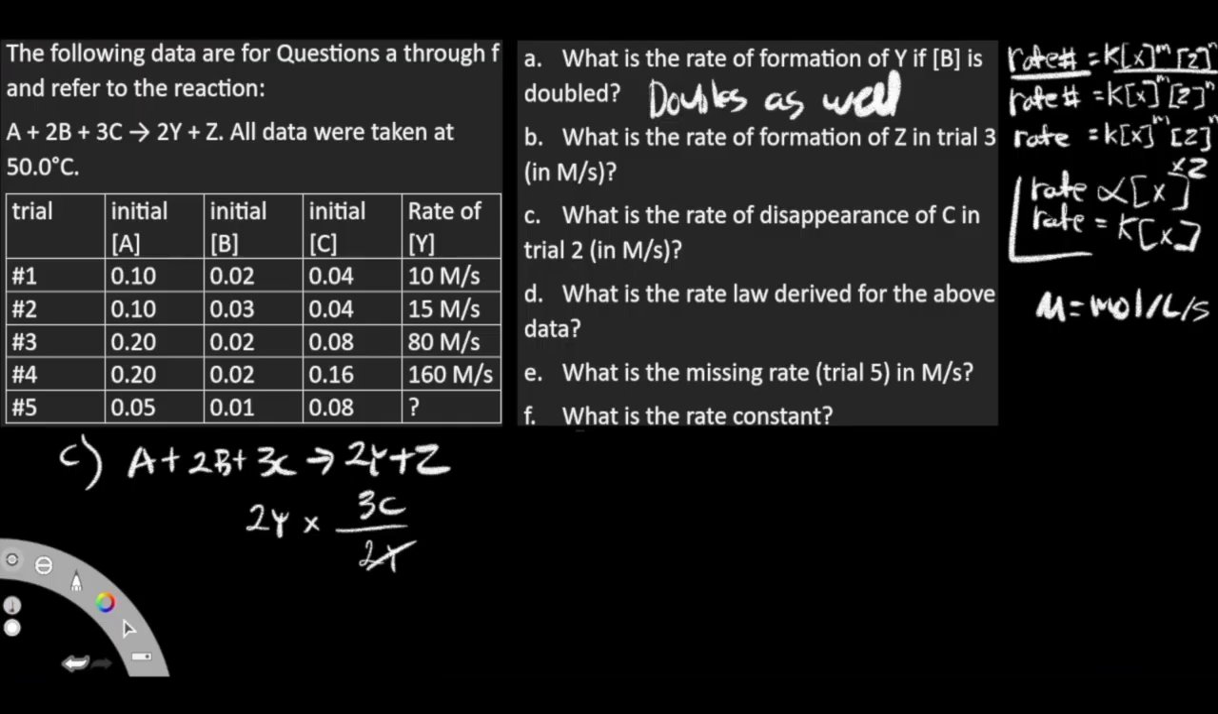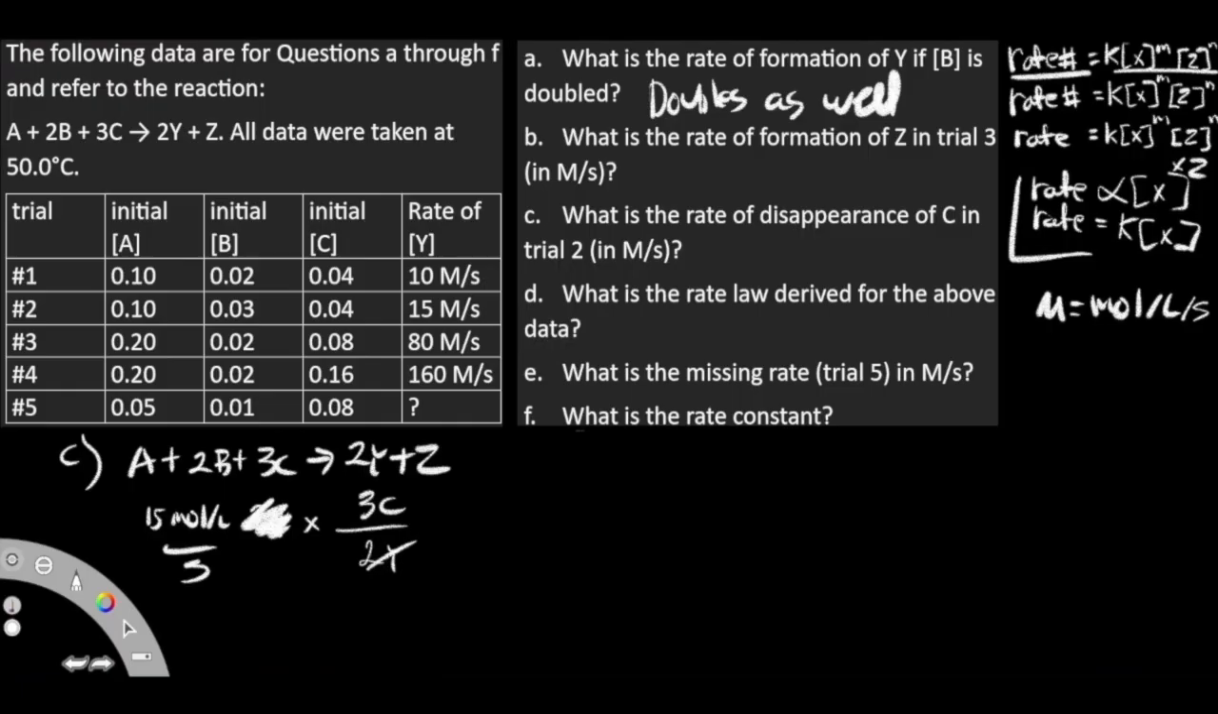So if you look at the molar ratio over here, technically I'm canceling out this one, but our 2Y here is what? It's our 15 moles per liter per second. So instead of putting our 2Y over here, this is technically 15 moles per liter per second. Now, this is my 2Y, and this here is my 3C, and it's all over 2Y.